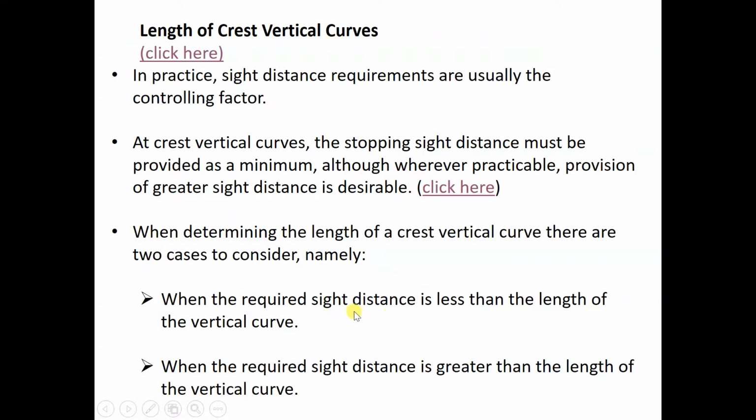There are two cases. First, when the required stopping sight distance is less than the length of the vertical curve. The vertical curve is longer, so the stopping sight distance is within that vertical curve. Secondly, when the required sight distance is greater than the length of the vertical curve.